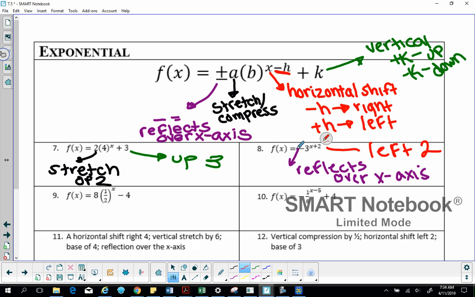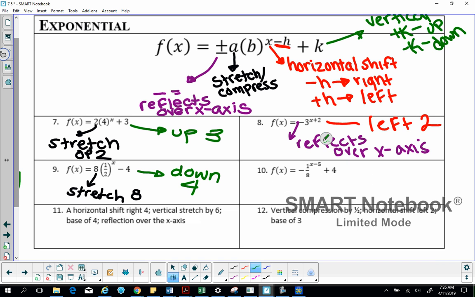Cool. Kirsten, you get number 9? What's the 8 stand for? Good. Stretch of 8. And then what is that minus 4? See, did we get this one? So negative reflects over x-axis. Right side.